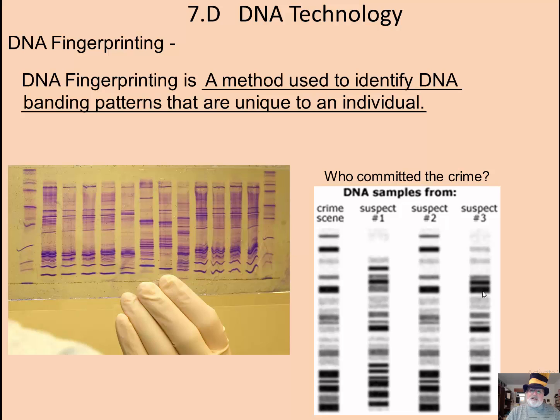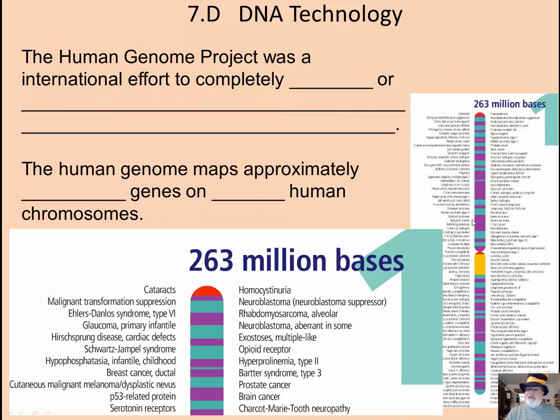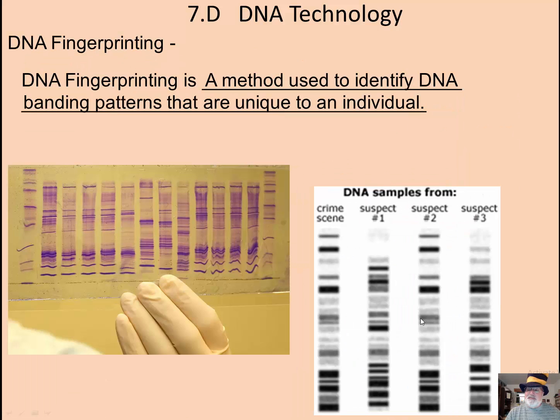And all you have to do is just look at the lines in the crime scene, take a look at the suspects, see who's got the same lines, and I think it's going to be suspect 2.